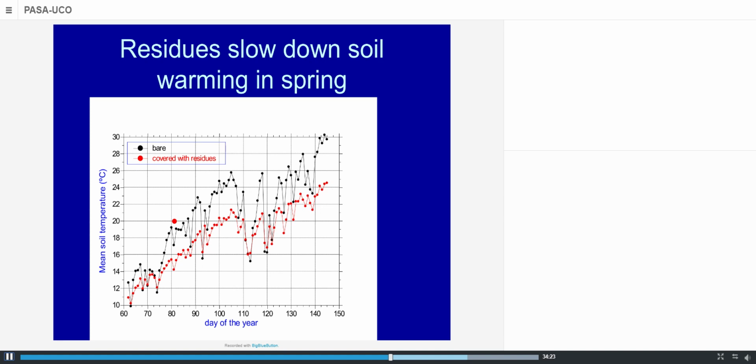in crop development. This graph shows the mean soil temperature in the surface of a bare soil during the spring compared to a soil covered with residues, the red line. We see that the difference is important, up to 4 or 5 degrees in many days. That implies that when we are doing conservation agriculture, we can have a slower development of our crop during the spring.